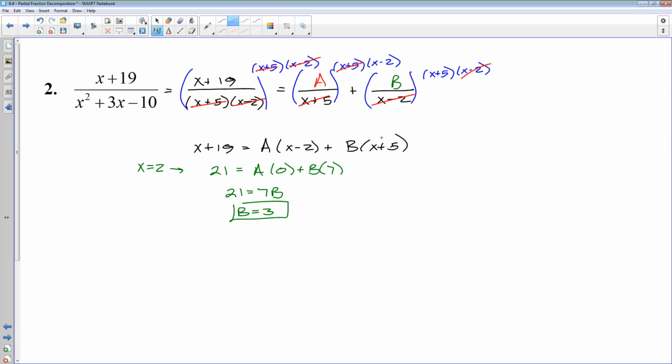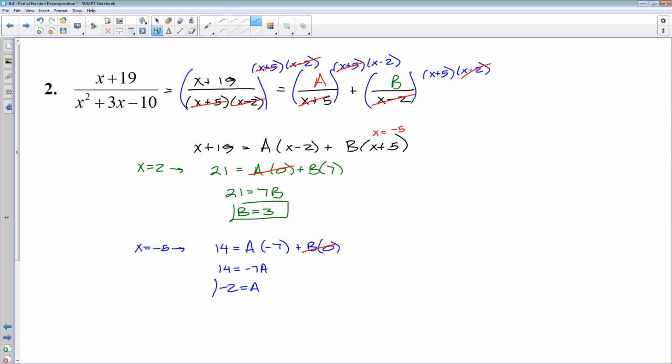So x plus 5, if I plug in negative 5, I will get a 0. So let's plug in negative 5. Negative 5 plus 19 is 14. A times negative 5 minus 2 is negative 7, plus b times negative 5 plus 5 is 0. So 14 equals negative 7a. The b term cancels because we're multiplying by 0. Same thing up here. A times 0 canceled. And we know that a is going to be negative 2.